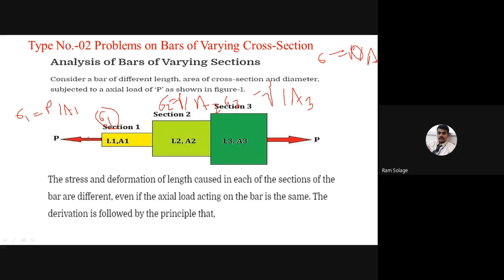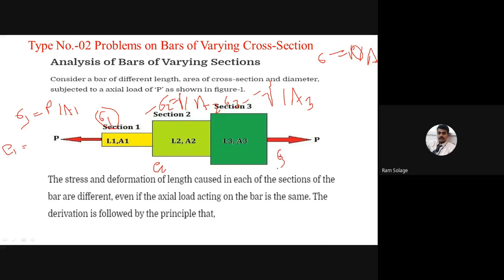Always keep in mind, in every problem they are asking to calculate stresses in each section. Calculate stresses in each section means what? We have to calculate sigma 1, sigma 2, and sigma 3. Second question, they are asking to calculate the strain in section 1, calculate the strain in section number 2, and calculate the strain, that is the strains in each section, that is E1, E2, and similarly E3.